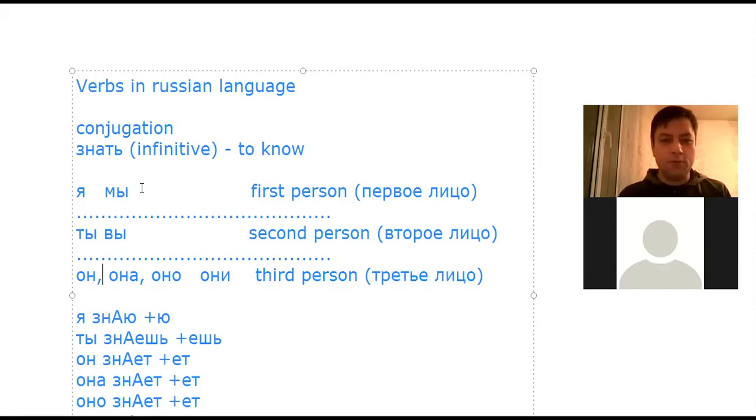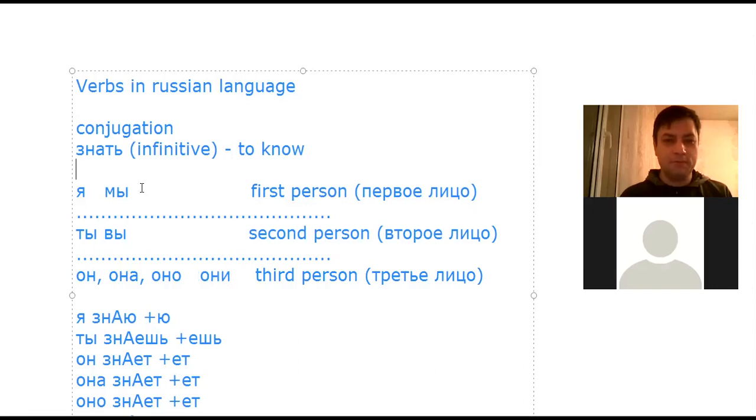And then when we talk about pronouns, we say first person singular, that means я. First person plural, that means мы. Second person singular, it's ты. Second person plural, it's вы. Third person singular, он, она, оно. Third person plural, они.